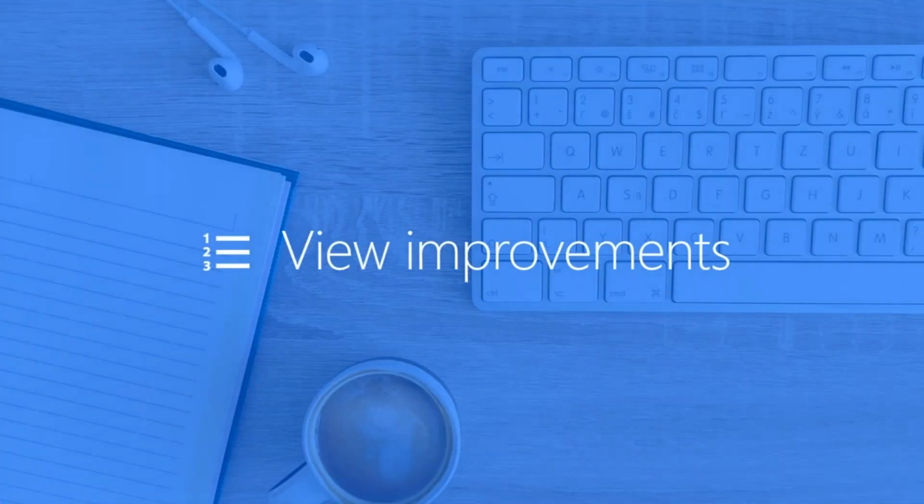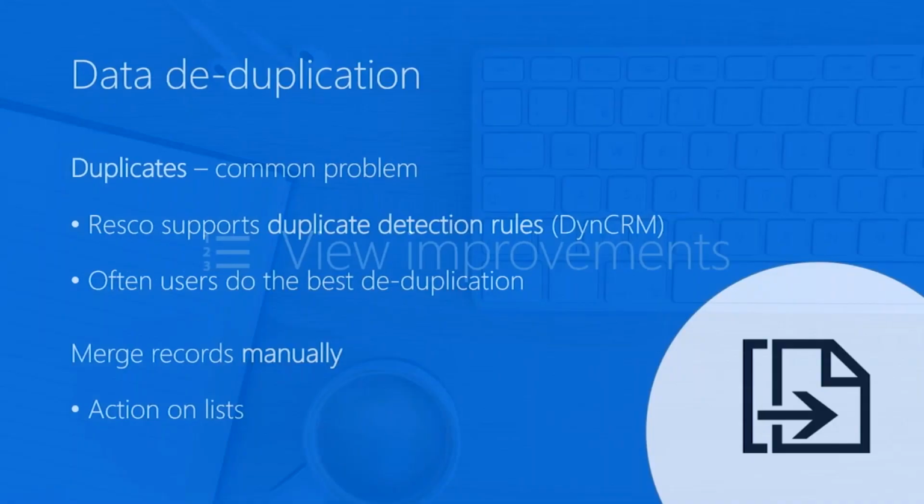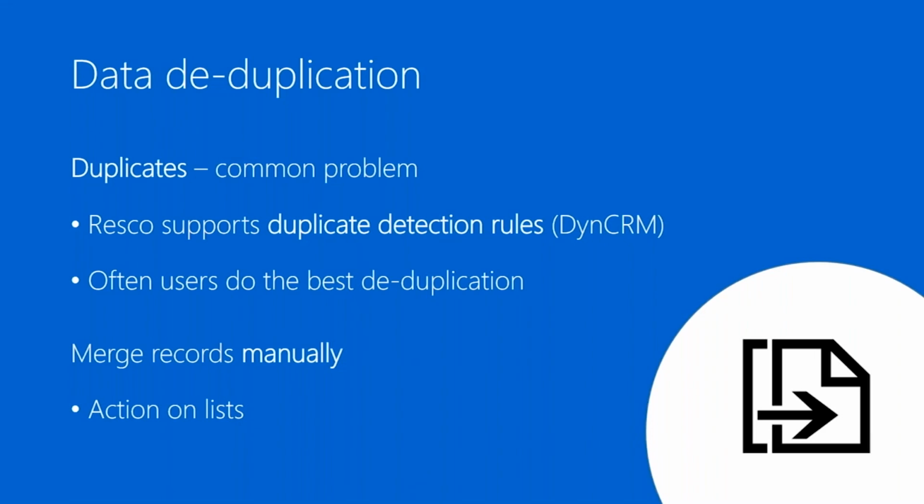The next part of my presentation is about the view improvements. And there we have been working around data deduplication. So you probably noticed that the CRM system is only as good as the data within the CRM system. And very often there are duplicates. The contact is twice, the account is twice in the database, and so on.